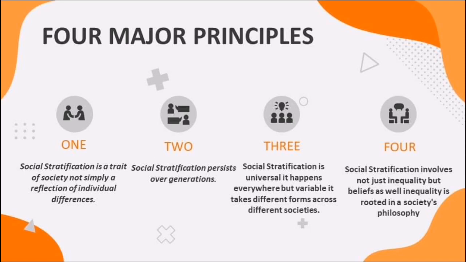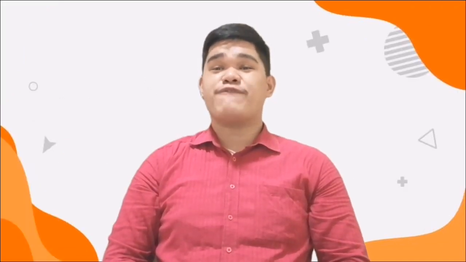Social stratification is based on four major principles. 1. Social stratification is a trait of society, not simply a reflection of individual differences. 2. Social stratification persists over generations. 3. Social stratification is universal. It happens everywhere, but it is variable; it takes different forms across different societies. 4. Social stratification involves not just inequality but beliefs as well in inequality. It is rooted in a society's philosophy.